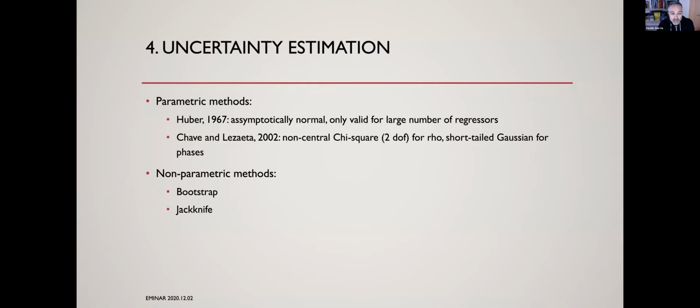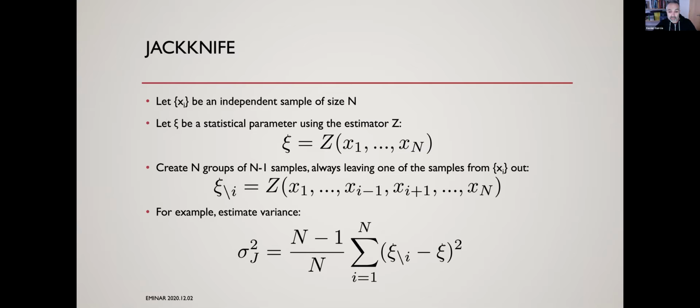And then the non-parametric methods, I'm going to explain a little bit the jackknife and the bootstrap, starting with the jackknife. So we have X, let's define it as an independent sample of size N, and theta is a statistical parameter that uses the estimator. So we have this equation, and we're going to create groups of N minus one samples. So what we're going to do is always leave one of the samples out, but we're going to do N different groups. We're going to estimate the variance for each one of them, as in the example at the bottom, and then to estimate the jackknife variance of the whole population, we will follow this equation.